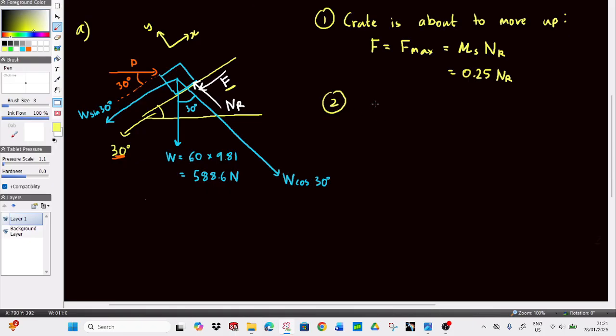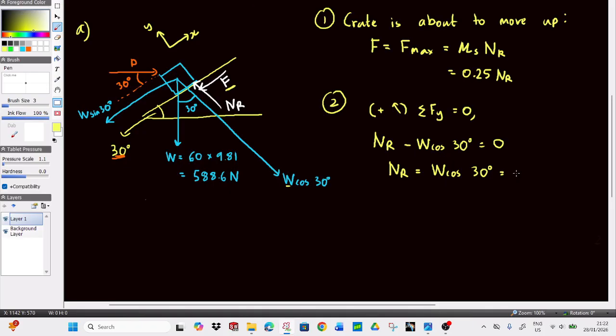Using the equation of equilibrium, we know that the summation of Fy is equivalent to 0. For Fy, we know there's only two forces: one is the normal force, another is the component of weight. So NR minus W cosine 30 degrees equals 0. So your NR is equivalent to W cosine 30 degrees, which is 588.6 times cosine of 30, giving 509.74 newtons. So that's your normal force.